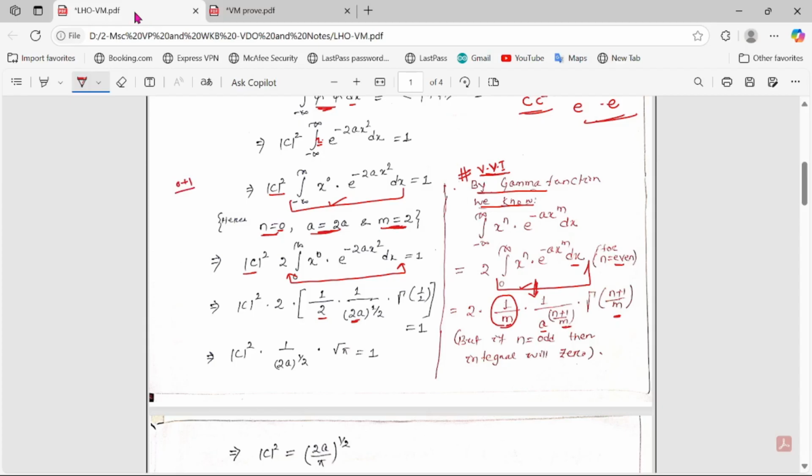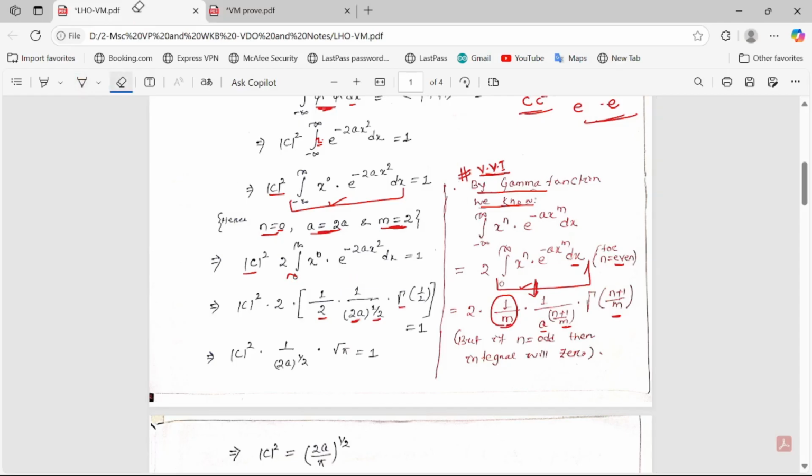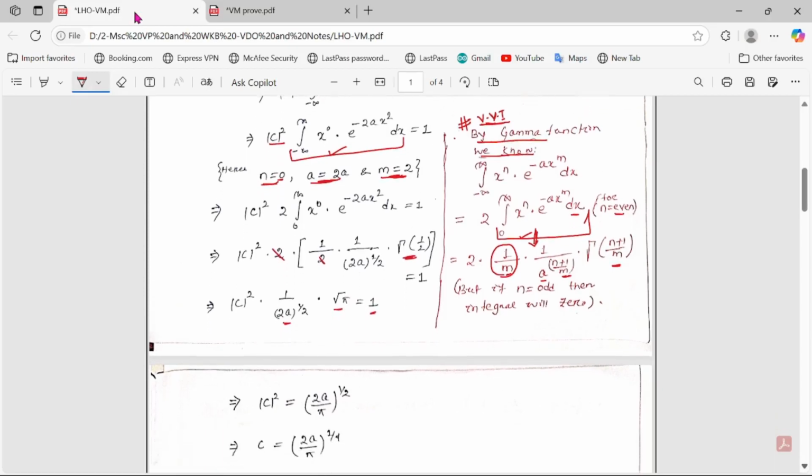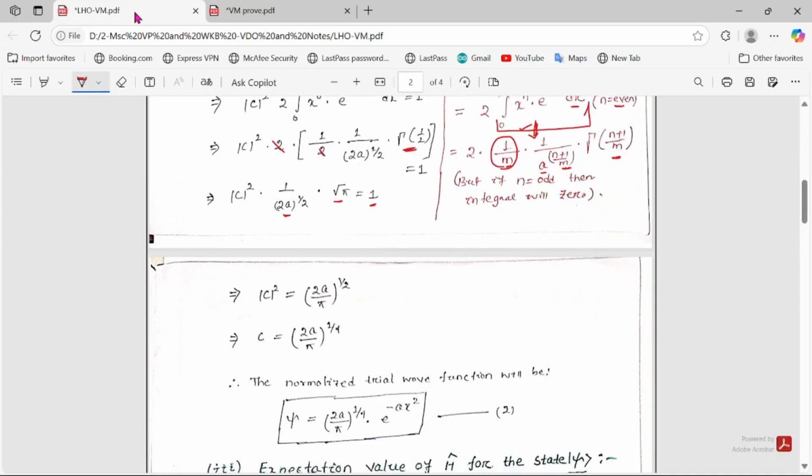M is 2, so 1 by 2. Then gamma of (n plus 1) by m, which is gamma half. Gamma half value we know is root pi. Right? So to simplify, the c mod square into, here the 2 gets cancelled, 1 by (2a) to the power 1 by 2, and gamma half is nothing but root pi, equal to 1. That implies the c value we found is 2a by pi to the power 1 by 4.